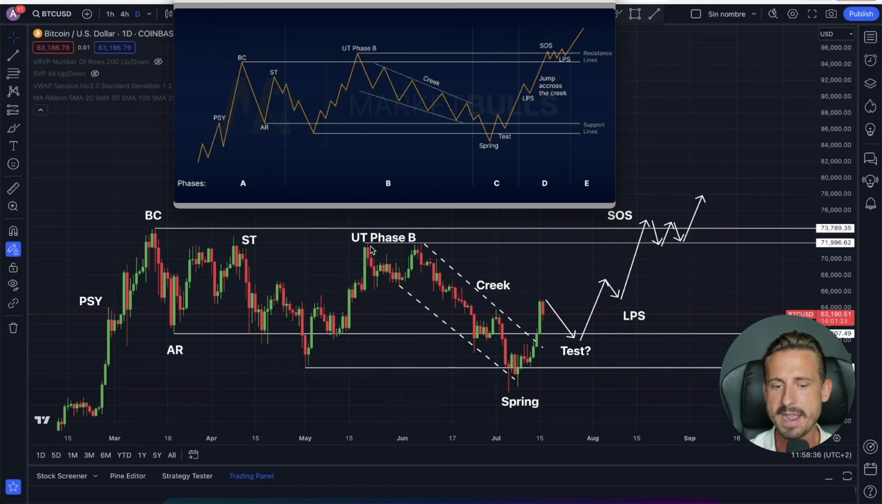However, there is one phase here that happened in between May and June that didn't quite mimic this Wyckoff reaccumulation schematic. That is the upthrust phase B, where we did not take the all-time high. As you can see, it formed a lower high, hitting the $72,000 range. However, the rest of the phases are looking very promising.